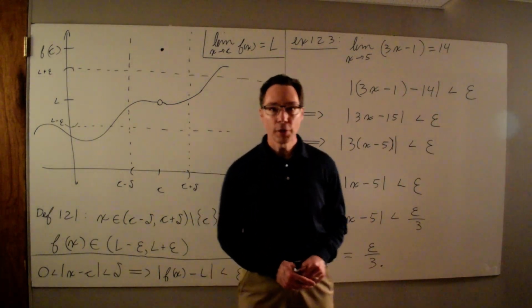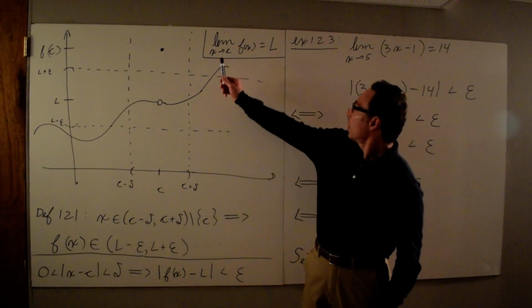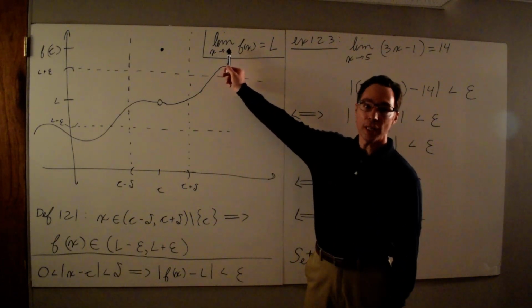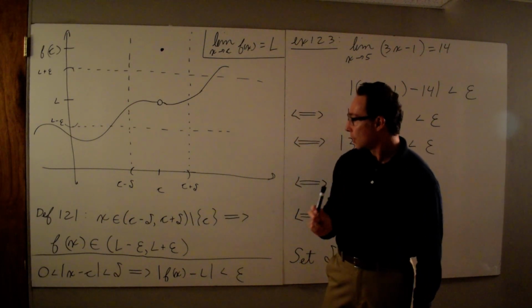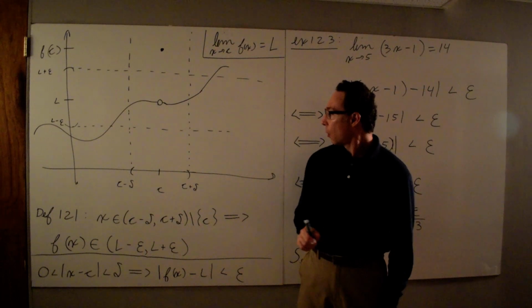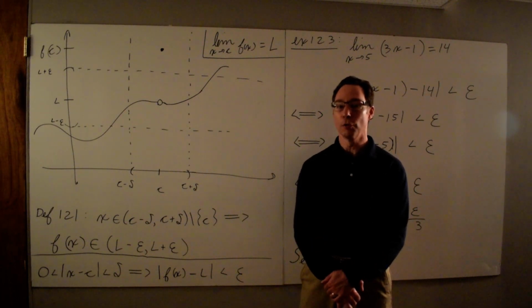This is the first video on Chapter 15, Limits. So we're going to be looking at the limit as x approaches c of f of x is equal to L. And one of the harder definitions in calculus is the epsilon delta definition of limit.